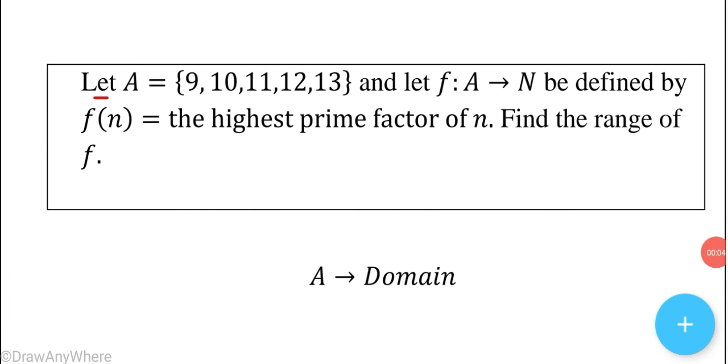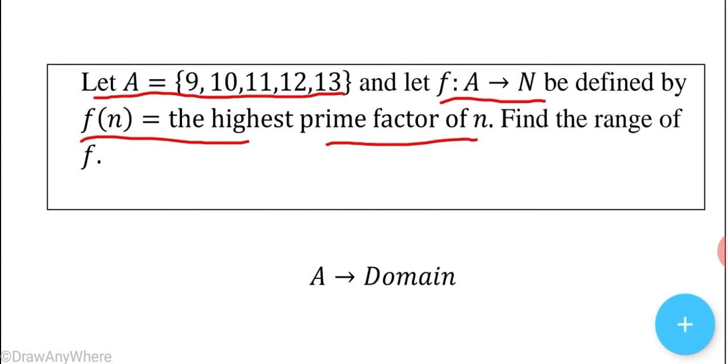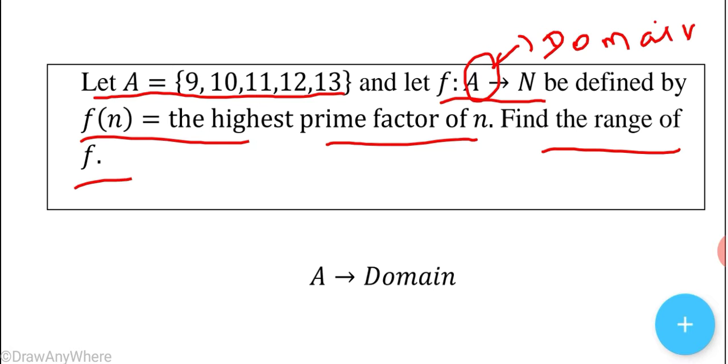Let capital A equal {9, 10, 11, 12, 13}, and let f: A → N be defined by f(n) equal to the highest prime factor of n. Find the range of f. Here, A represents the domain, and N represents the codomain.